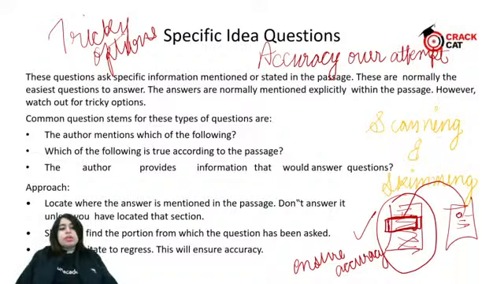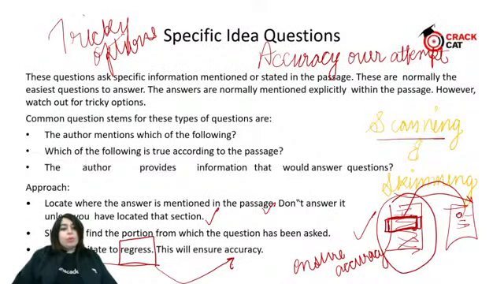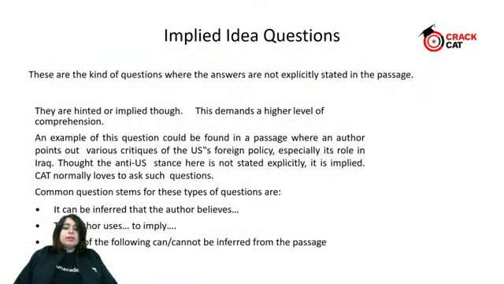What should be the approach? We should always locate where the answer is mentioned in the passage. Do not answer unless you have located that section. This is exactly what I was trying to tell you guys. Apply a mix of both scanning and skimming. You can skim and find the portion from which the question has been asked, and do not hesitate to regress. Just like I said, regression will ensure accuracy over here. So do not be hesitant when it comes to going back to the passage. It's eventually going to add extra marks for you.